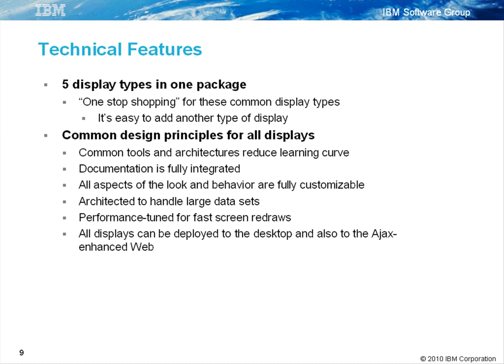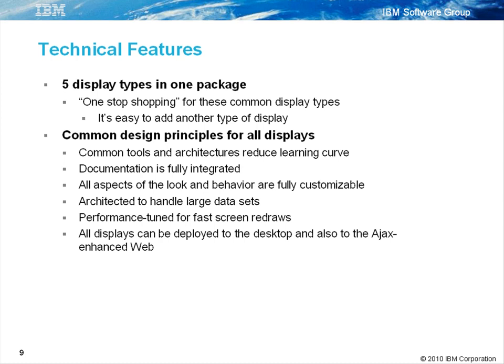Even though the types of displays that can be created with JViews Enterprise are very different, there are common design principles used throughout the product. This commonality enables developers to come up to speed faster and enables reuse. For example, the editors for 3 of the display types are similar, as are the architectures for some of these displays. The documentation is fully integrated and consistent throughout the various display types.